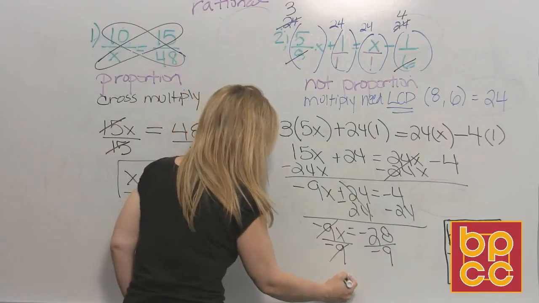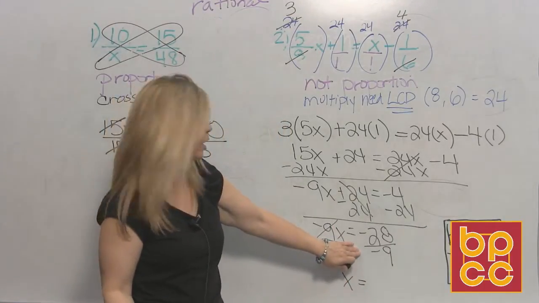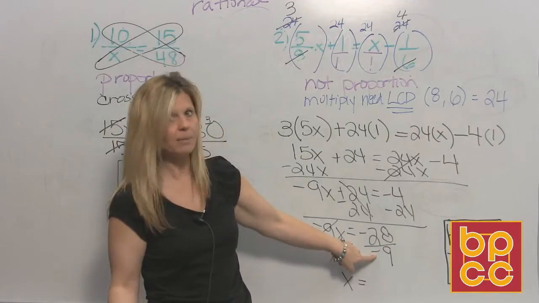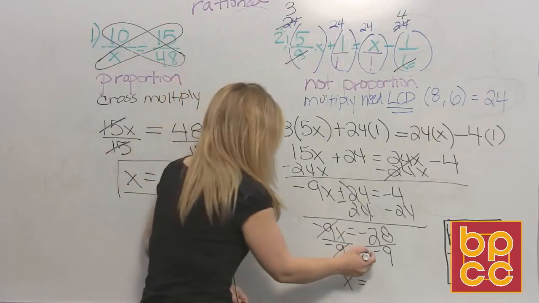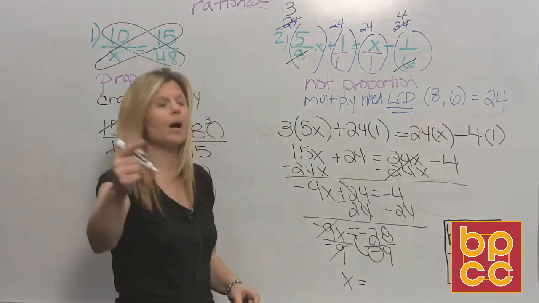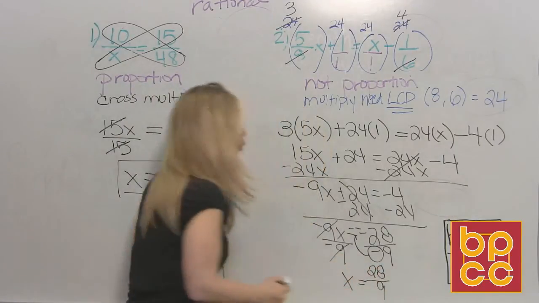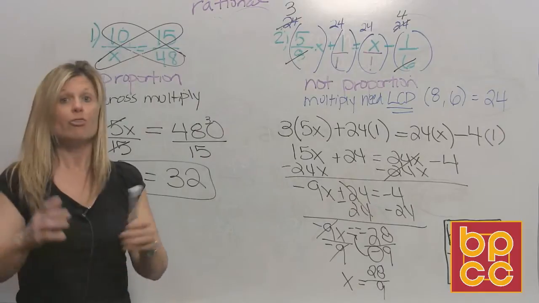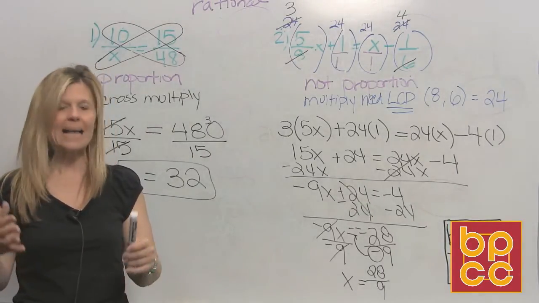We don't need to write 1. We just write x. Now, we've discussed this many times. You cannot leave a negative in the denominator of a fraction. The negative floats to the top. If you float this negative to the top, 2 negatives make a what? A positive. So this is 28 over 9, which is an improper fraction. Those are allowed in higher math. Do not make that into a mixed number.